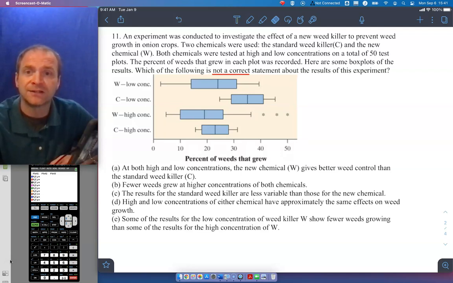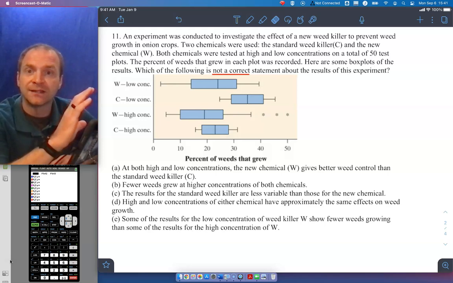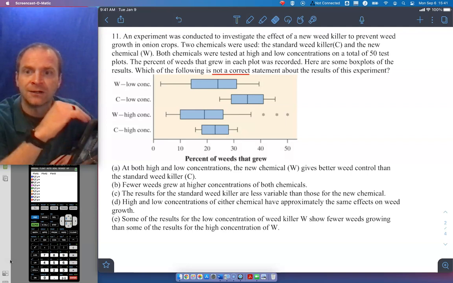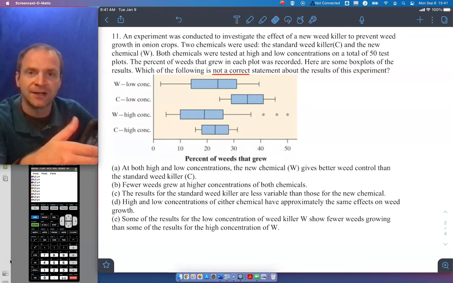So an experiment was conducted to investigate the effect of a new weed killer to prevent weed growth in onion crops. Two chemicals were used, the standard weed killer represented by the variable C, and the new chemical represented by W. So right away I can see what is represented here with the W and the C in the box plot. Both chemicals were tested at a high and low concentration level on a total of 50 test plots. So again, I can see low concentration here, high concentration here. The percents of weeds that grew in each plot was recorded. Here are the box plots, which is found is not a correct statement.